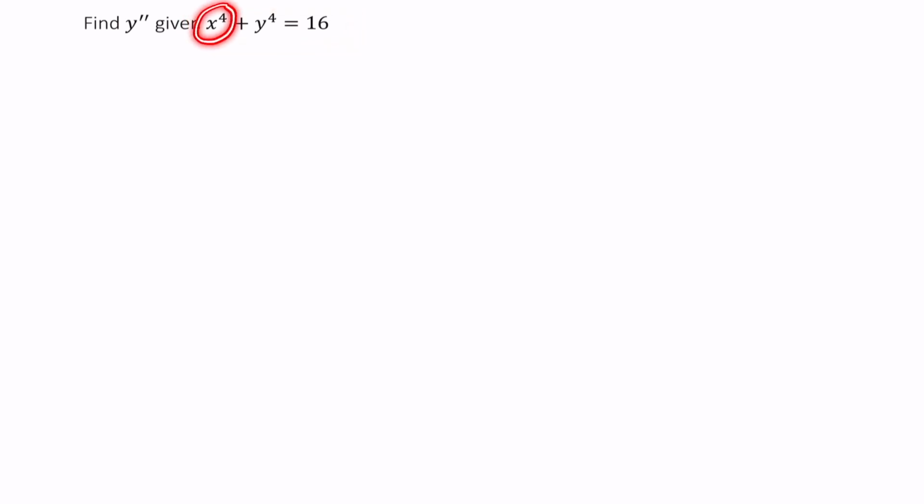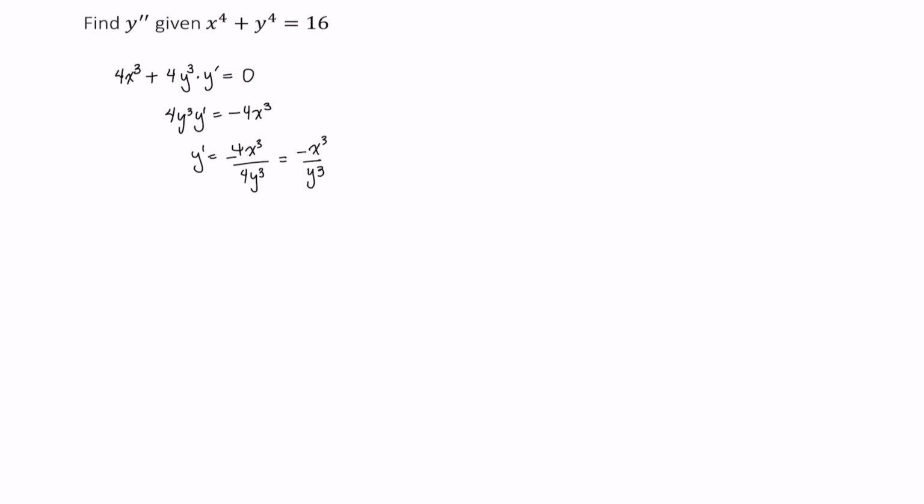The derivative of x to the fourth with respect to x, well, that's 4x cubed plus, and now the derivative of y to the fourth is 4y cubed. And as we're treating y as a function of x, we need to multiply by y prime. And the derivative of 16 is 0. So 4y cubed y prime is equal to negative 4x cubed. Then y prime is equal to negative 4x cubed divided by 4y cubed. So the first derivative is simply negative x cubed over y cubed.